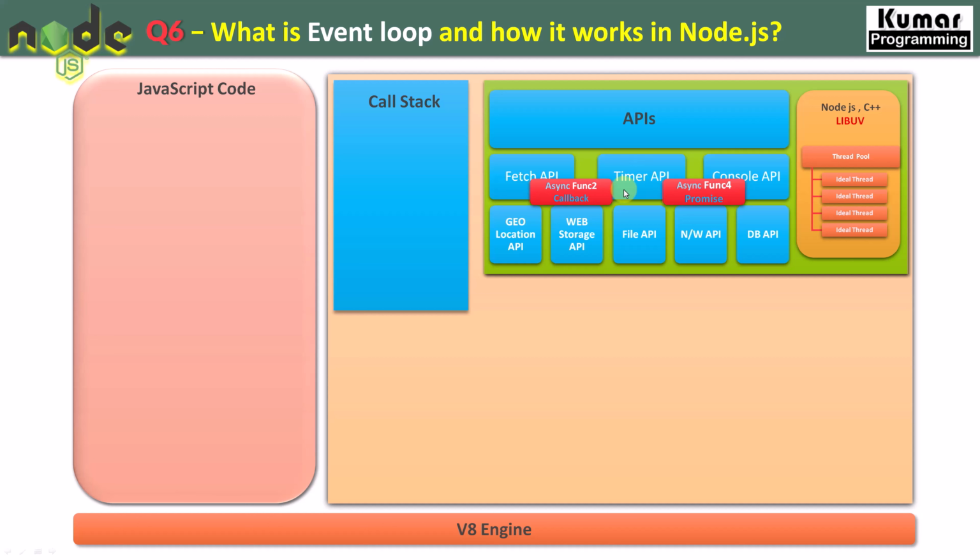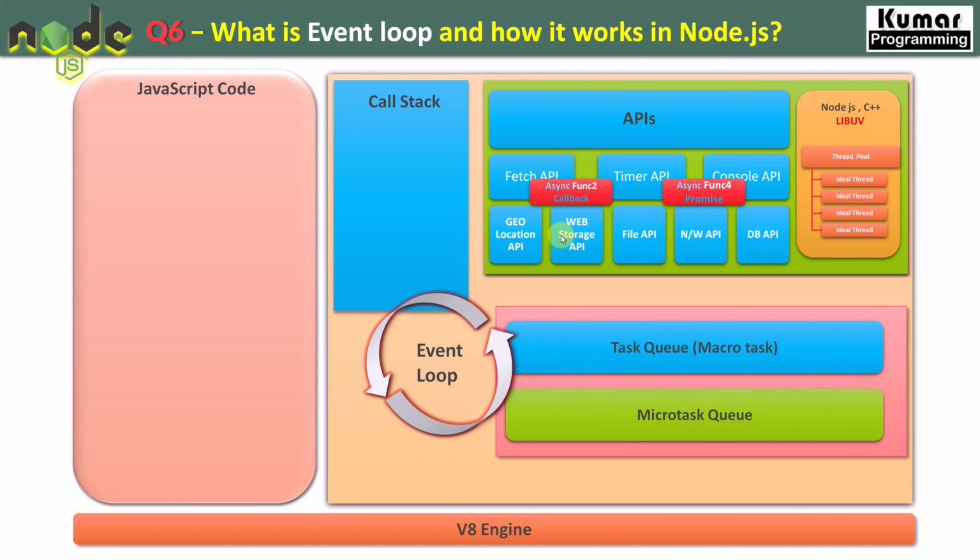Now once they are completed, our event loop comes into the picture, right? The event loop has two kinds of task queues. One is the task queue, known as the macro task queue, and another one is the micro task queue. Whenever I talk about a callback function, callback function events always get registered inside the task queue, and a promise gets registered inside the micro task queue.